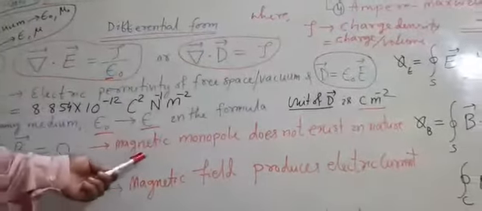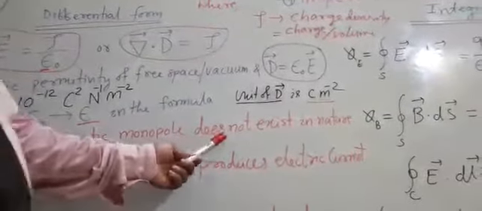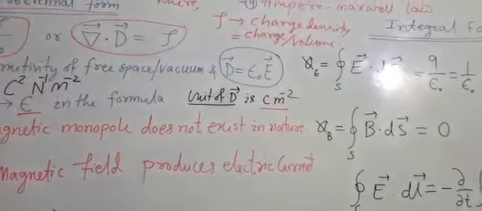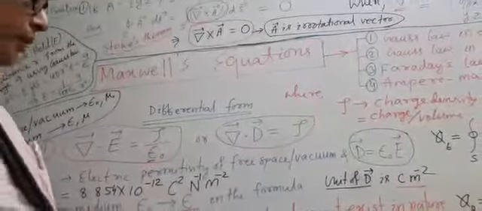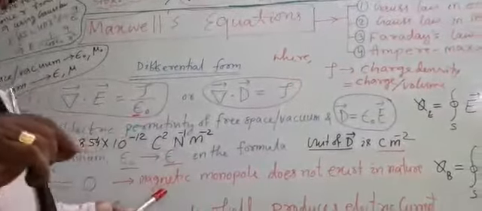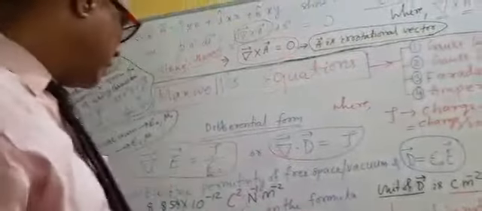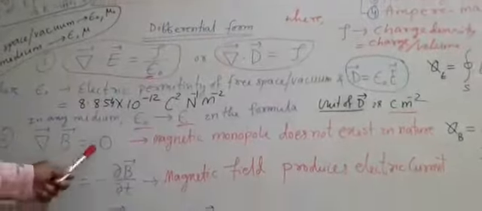Which means that magnetic monopole does not exist in nature. There may be a question: which law of Maxwell's equations gives that magnetic monopole does not exist in nature? That is Maxwell's second equation, that divergence of B is equal to 0.